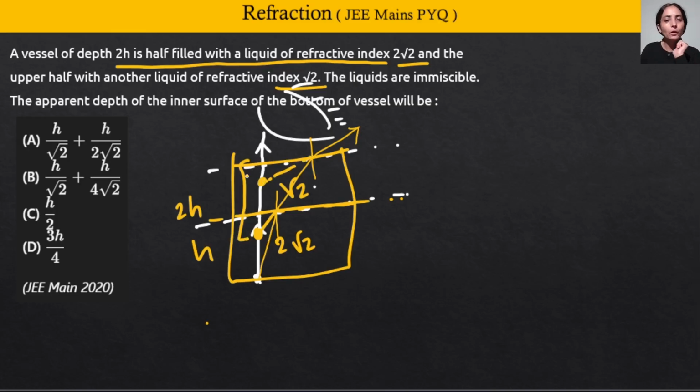So what do you have to talk about? Apparent depth, what will you do? This one is done. So how will you calculate this distance? First of all, you need the object distance for the second surface refraction, right? And for that you need the image distance for the first surface.